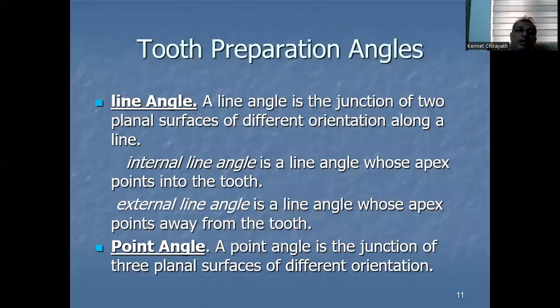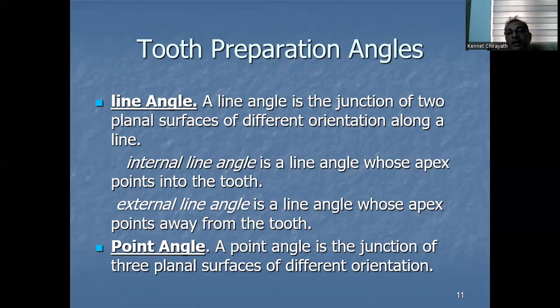Now the tooth preparation angle. Line angle is the junction of two plane surfaces of different orientation. When two surfaces join, a line angle is formed, whereas a point angle is the junction of three plane surfaces of different orientation. Okay, so that is the point angle. When two surfaces come in contact, it is a line angle. When it is the junction of three surfaces of different orientation, it is a point angle. So these are the differences between line angle and point angle.